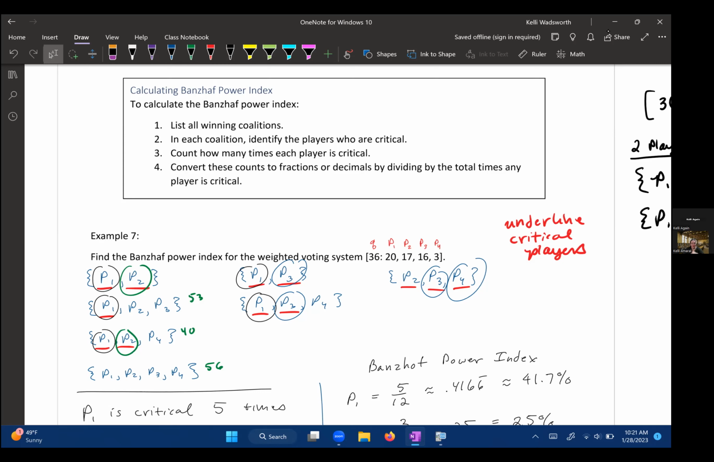Then you just go through and count how many times each player is critical, and I will just list that. And of course, you need to add those together to do the fourth step, which is to convert the counts from step 3 into fractions, decimals, or percents by finding the proportion of times a particular player was critical to the total number of times players were critical. All right, that is the Banzhaf power index.